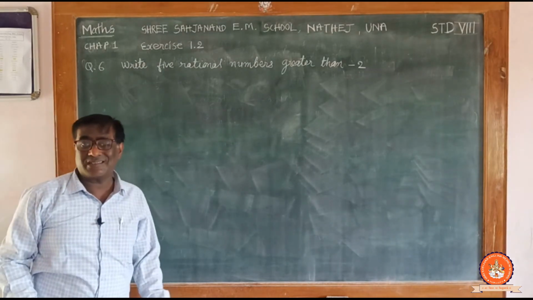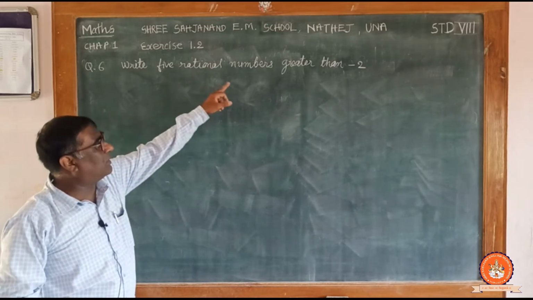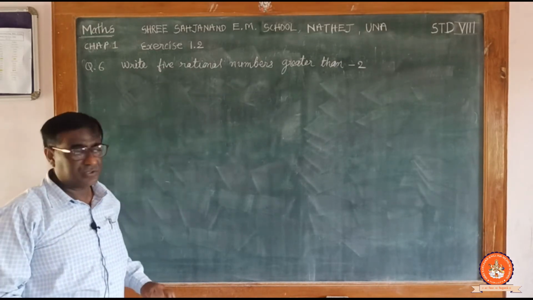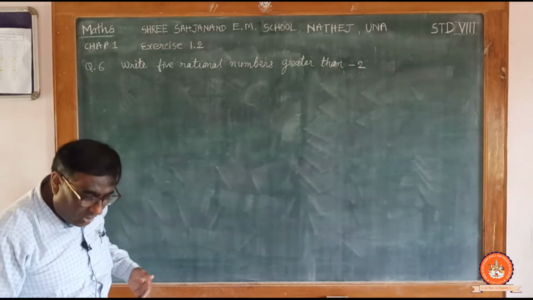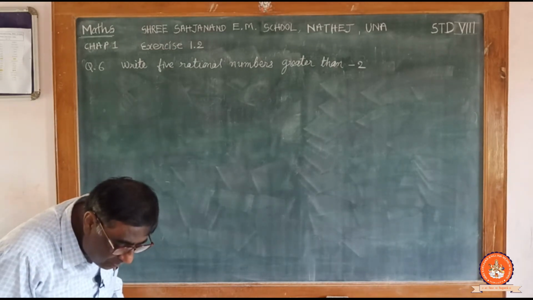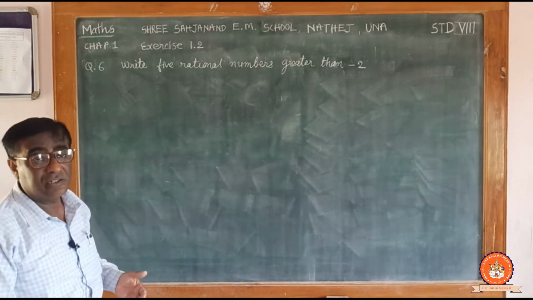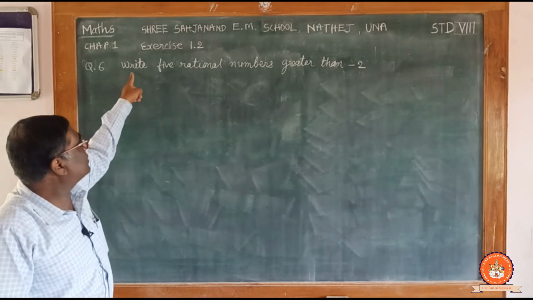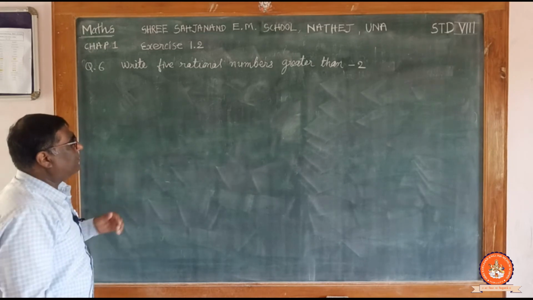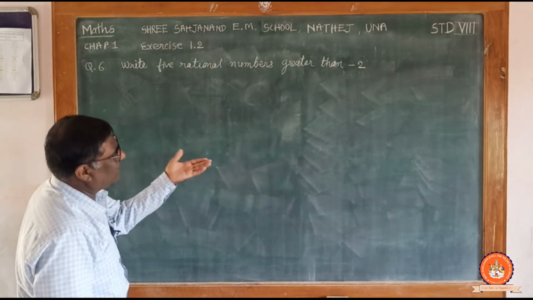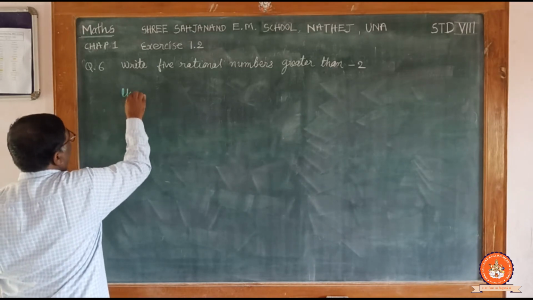Now question number 6. Write 5 rational numbers greater than minus 2. Now my friends, earlier in this exercise also, in question number 3, we wrote 5 rational numbers smaller than 2. Here we have to write 5 rational numbers greater than minus 2.